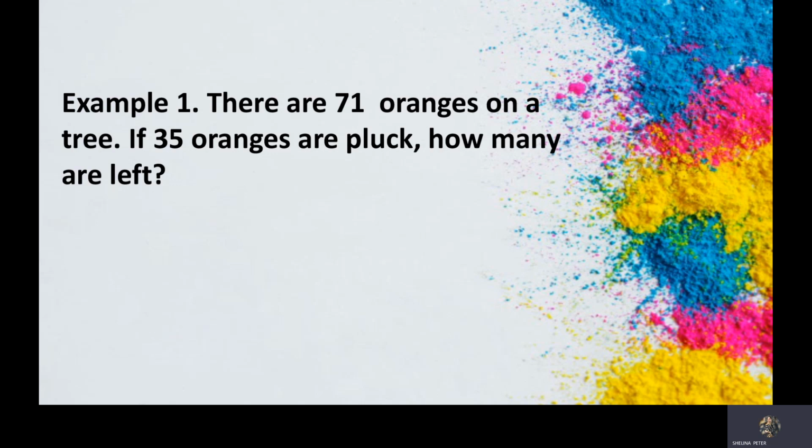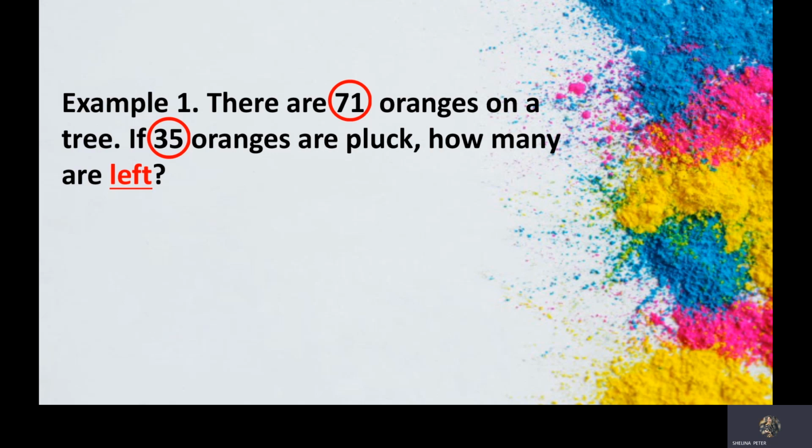So can we start solving this sum? What was the first step? Recall. Yes, the first step is we are going to underline the keyword. And the keyword that is used here is left, which represents subtraction. Now, as we've already learned that subtraction means to take away things. So we have taken 35 oranges from the tree. So that's why this word problem represents subtraction. Now what was the second step? Second step was we are going to circle the numbers. So we have circled 71 and then we are also going to circle 35.